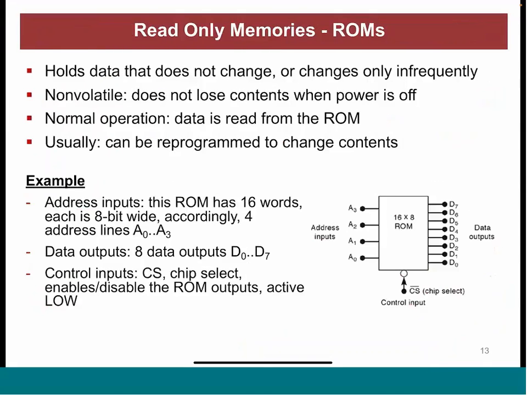Read-only memory. Now I'm going to talk about the two types of memories that we can have. You have read-only memory, and of course the program memory and the data memory are RAMs, not ROMs. But ROMs are used in digital electronics and also in embedded systems for different applications.